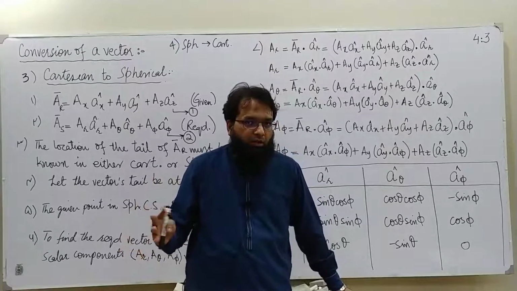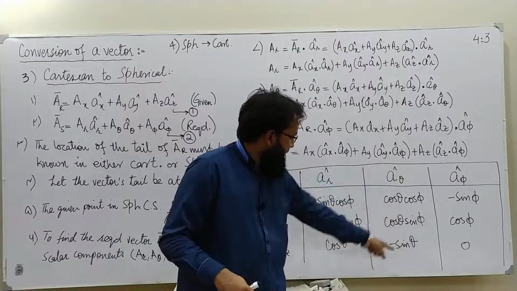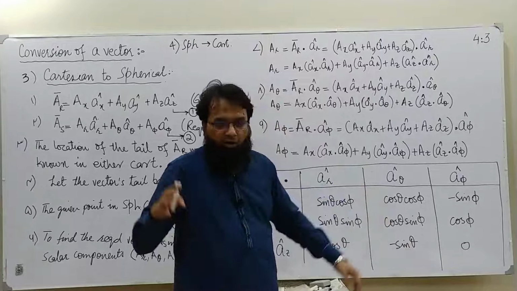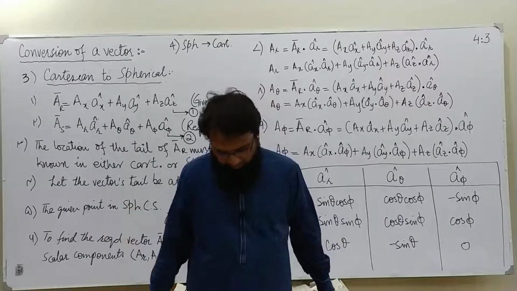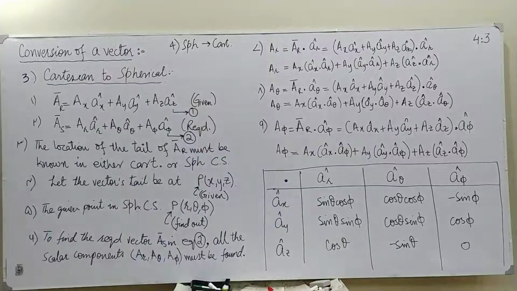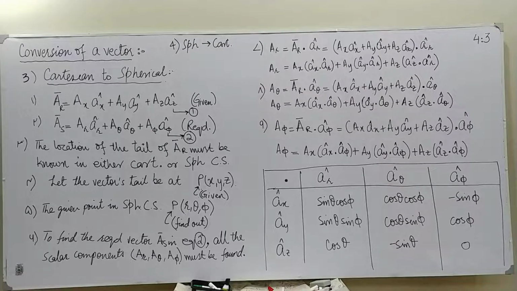Direct conversion would require another table for a conversion of a vector from cylindrical to spherical and spherical to cylindrical, but we are not going into that detail. Okay, so this concludes chapter number 1, the very last topic. Now you should be able to solve all the problems of chapter number 1.